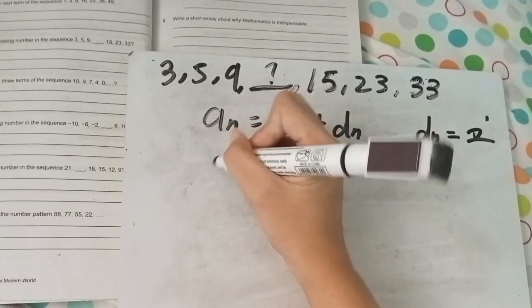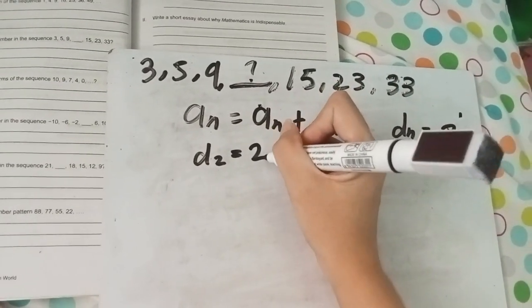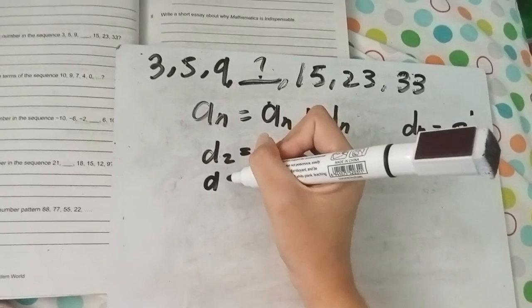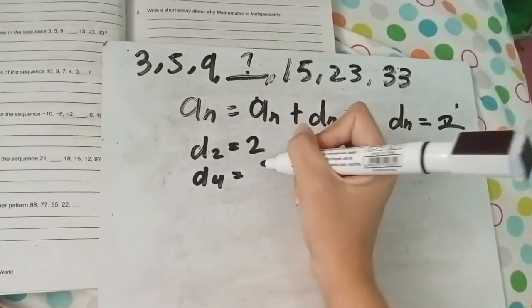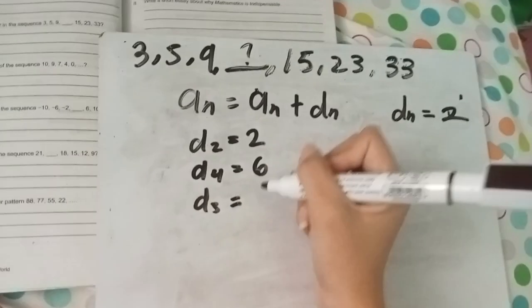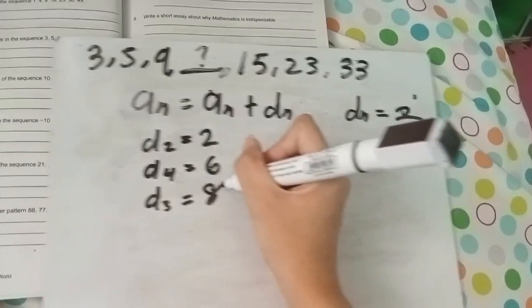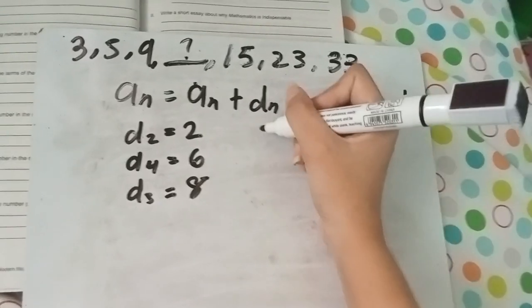To make it easier, let's write down the difference. Then add the difference to the next term to get the next difference and so on. Now that we have written the differences, let us now write the formula we are going to use.